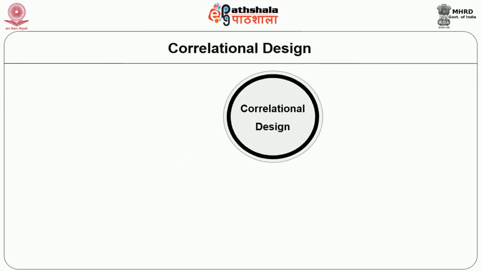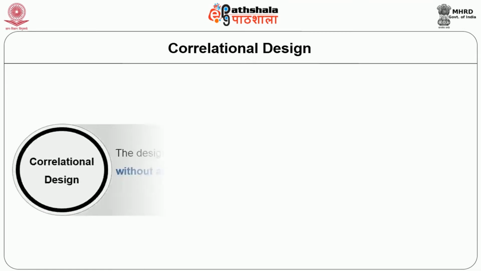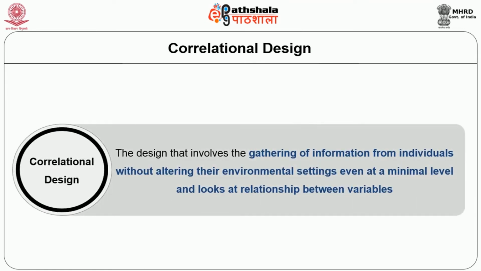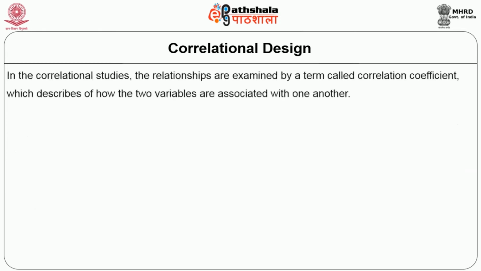The first is correlational design. This design involves the gathering of information from individuals without altering their environmental settings, even at a minimal level, and looks at relationship between variables. In correlational studies, the relationships are examined by a term called correlation coefficient, which describes how the two variables are associated with one another.